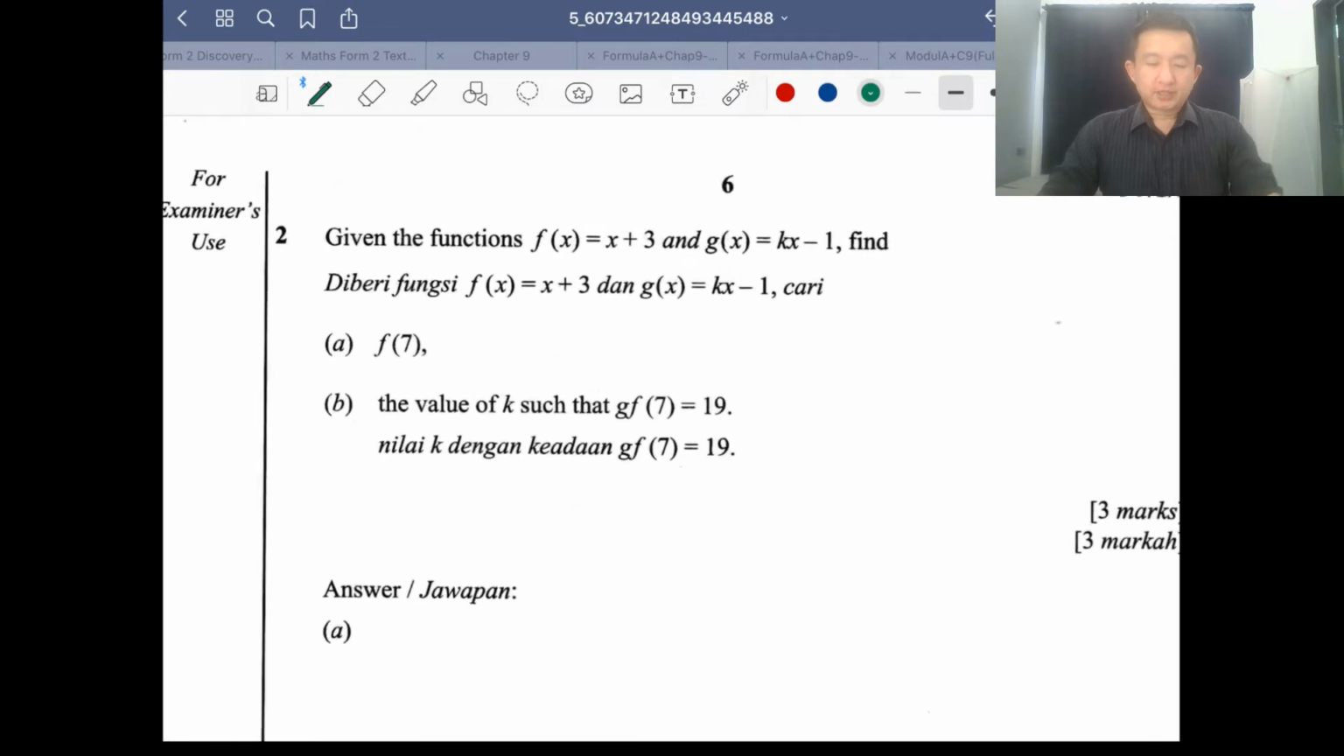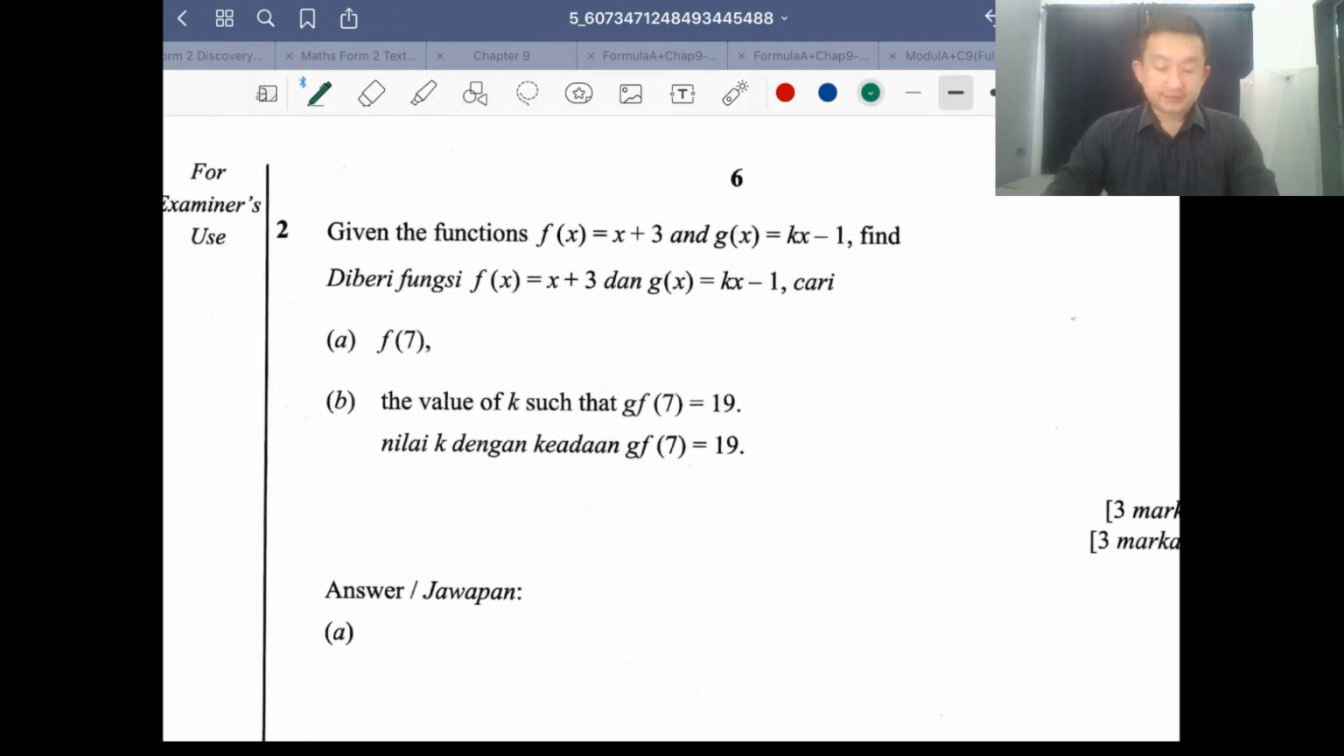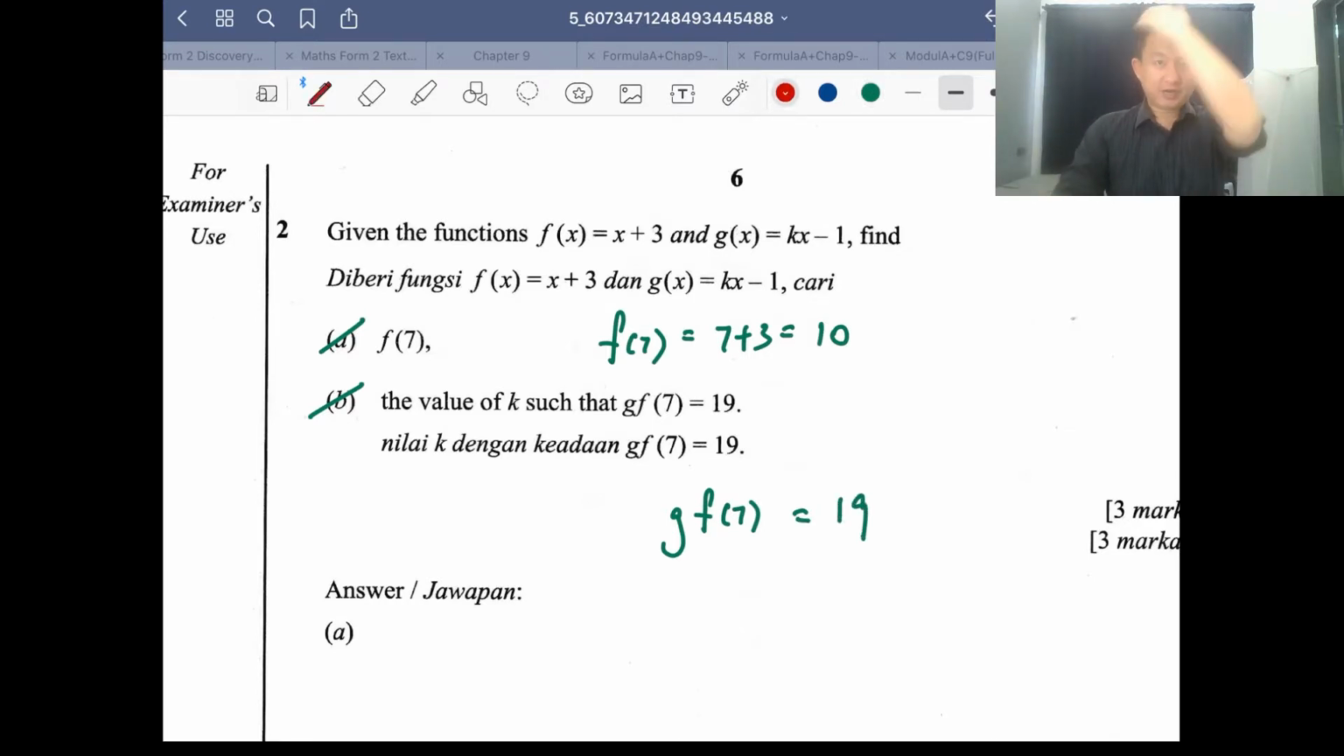Question number 2. Given the functions f(x) and g(x), find f(7). So simple, you just have to put 7 into x. So 7 plus 3, you have 10. B, gf(7), a composite function, equals 19. For a composite function, you have to remember it always starts from the right hand side, not the left hand side. So you deal with f(7).